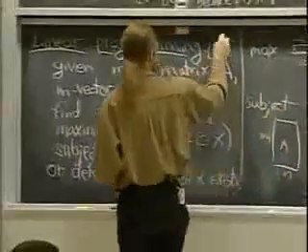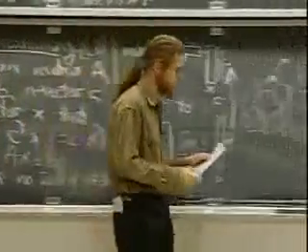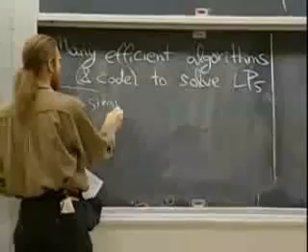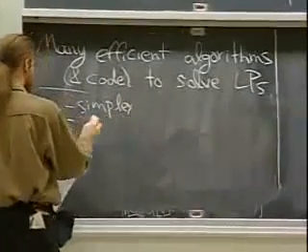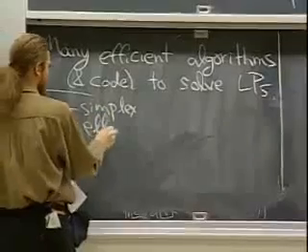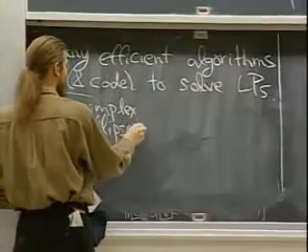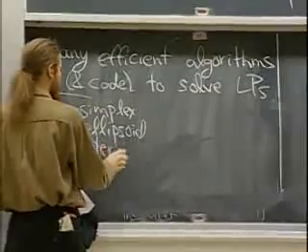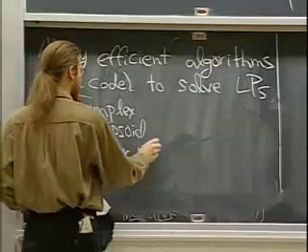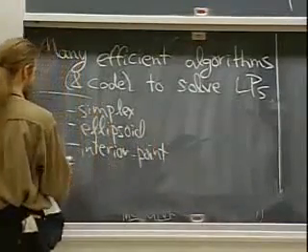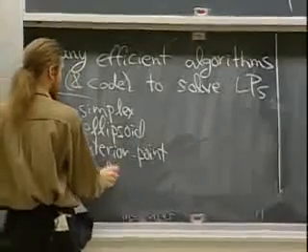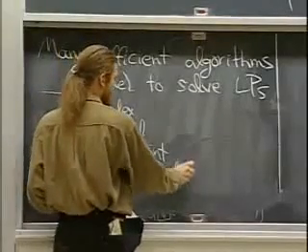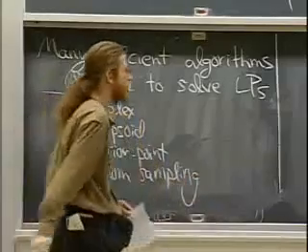Linear programming is usually called LP. And I'll mention a few of them. There's the simplex algorithm. This is one of the first. There's, I think it is the first, the ellipsoid algorithm. There's interior point methods. And there's random sampling. I'll just say a little bit about each of these, because we're not going to talk about any of them in depth.